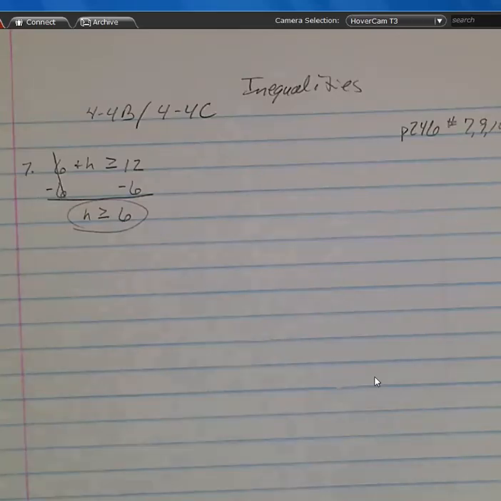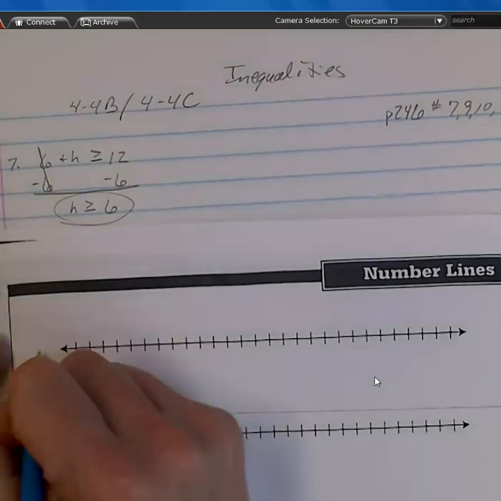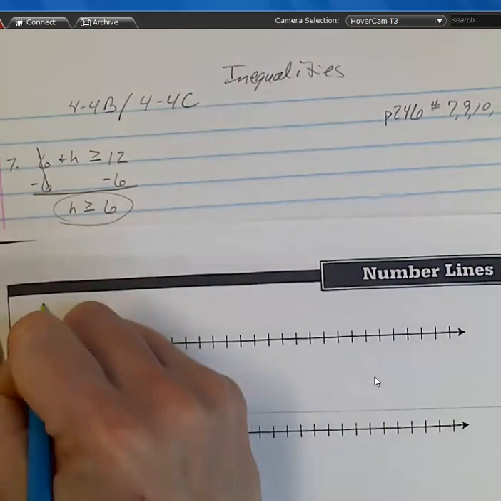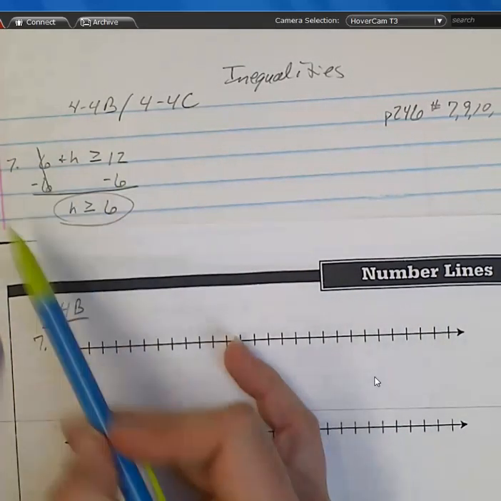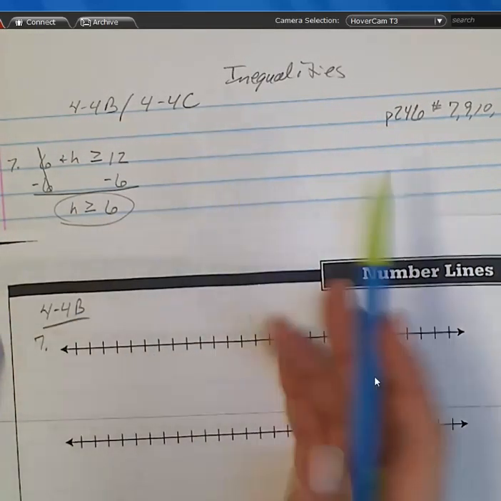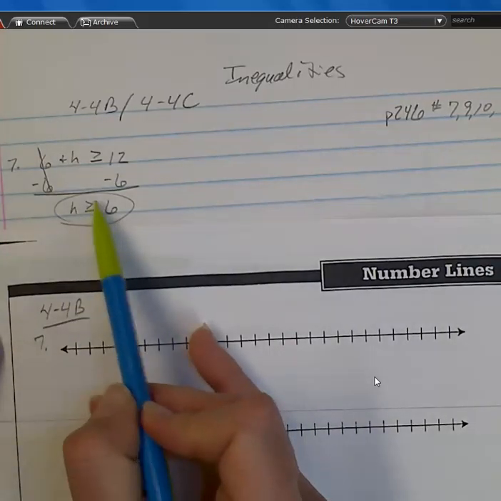That's just the first part, though. It says solve each inequality. What does it also say we have to do? Graph it. It says we have to graph it. So on your number line paper, you're going to write number 7 for 4-4b. Solution, everybody gets this solution part, right? We're treating it just like an equation, just like we've been doing for 3 days. The only difference is now, instead of an equal sign, you put the greater than or equal to sign.